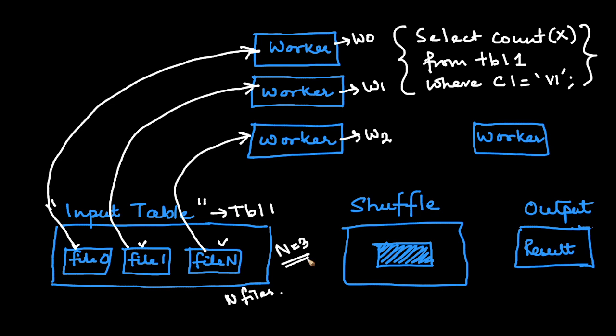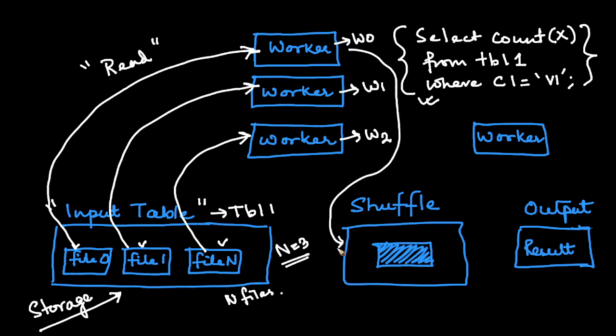Once these workers read the file, the operation that we are doing over here is read. We are simply reading the data from some storage. We are going to talk about storage a lot, as I said, in the next videos. But these files are there in some storage, and these workers are simply reading the files. Once the workers have read the files, they will further process it, or execute this query that I as a user have submitted, by means of a shuffle system.